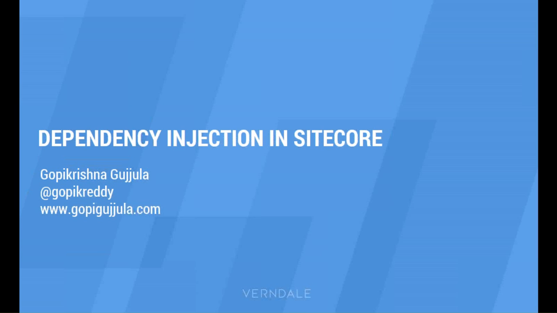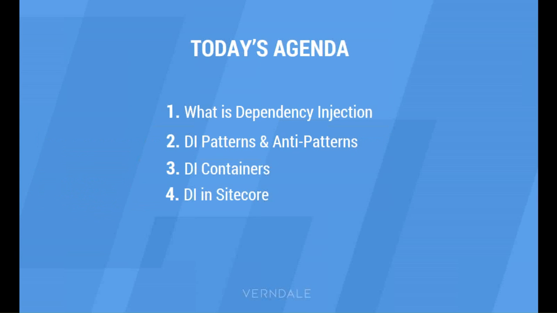Just have a quick glance at the agenda items today. As I said, dependency injection, and we'll see what patterns we use to implement it, and what anti-patterns we should not use to implement it. And a couple of DI containers we will look into, and then the Sitecore part of it. Before moving further, what is a dependency injection? We need to understand why we are using dependency injection, and what problems it is trying to solve.